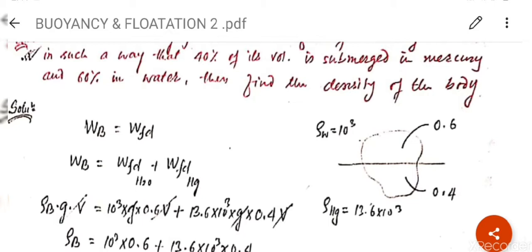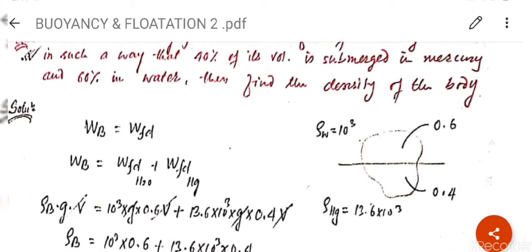g into volume. Clear? Complete body, so volume of the body. But 60% and 40% in different case, 40% in mercury and 60% in water. So here for water this will be 0.6 V. Clear? 10 raised to 3, you know that this is the density of water. So 10 raised to 3 into g into 0.6 V plus 13.6 into 10 raised to 3, that is the density of mercury, Hg into g into 0.4 V.